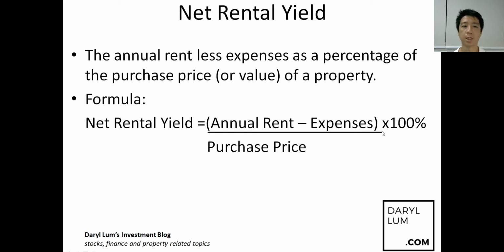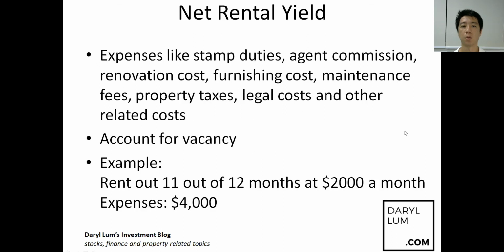The difference between net rental yield and gross rental yield is that net rental yield has this portion whereby you deduct expenses. So what are expenses? Expenses you have to factor into net rental yield include stamp duties, agent commission, renovation costs, furnishing costs, maintenance fees, property taxes, legal costs, and other related costs. Net rental yield also accounts for vacancy.